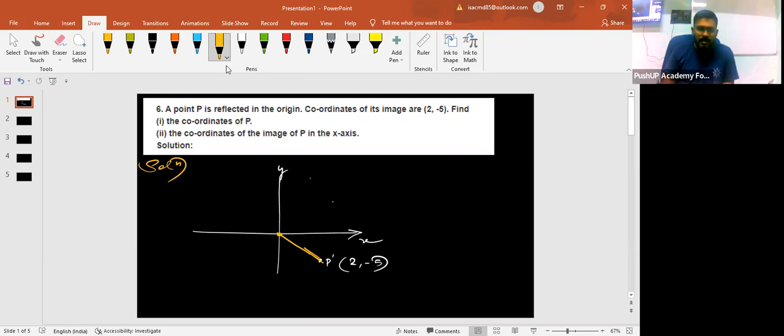So in the second quadrant, point P was lying, right? And in the second quadrant, x is negative and y is positive. So how will you write the coordinates? Minus 2 comma 5. You got the coordinates of P, right? Sorry, children, this is P. Okay. Is that clear?